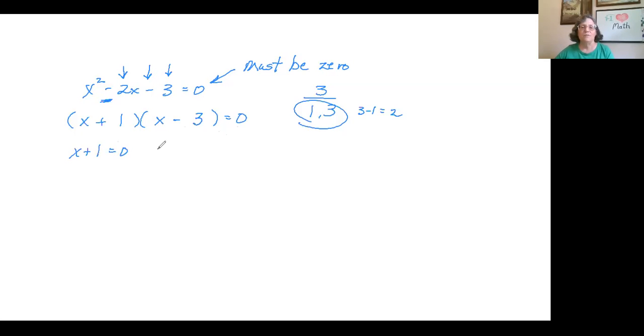So if I can find something that'll make either factor equal to 0, it'll work. In this case, x would be -1. In this case, x would be +3. Here's your answers.